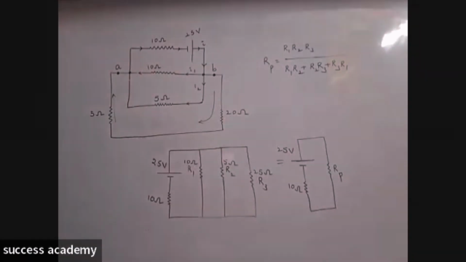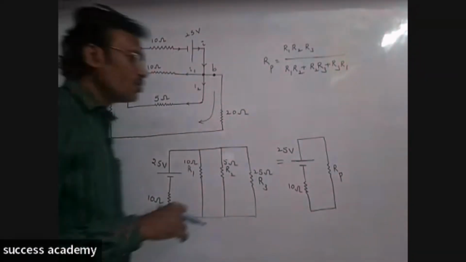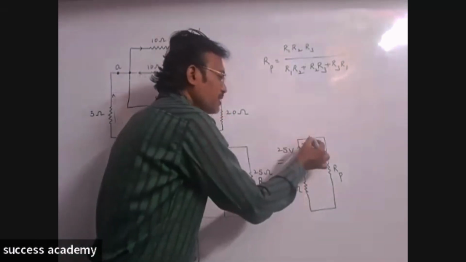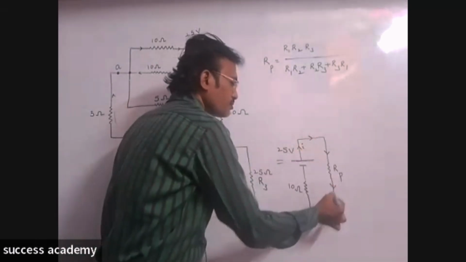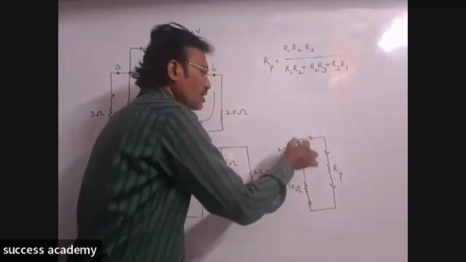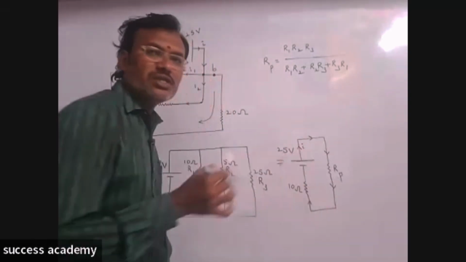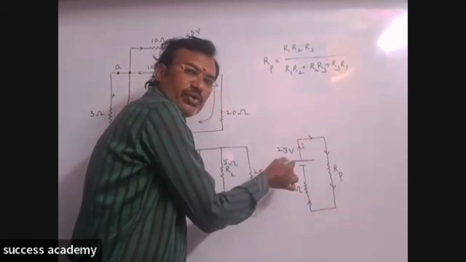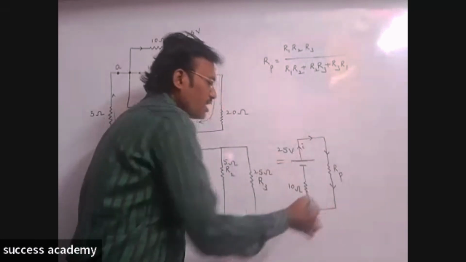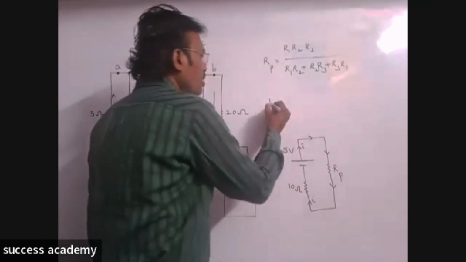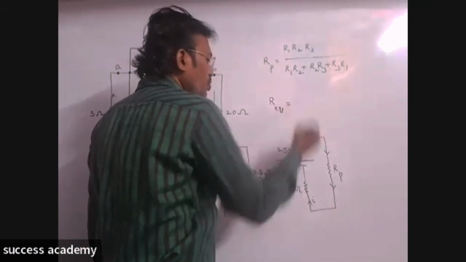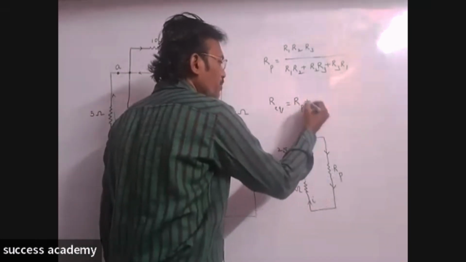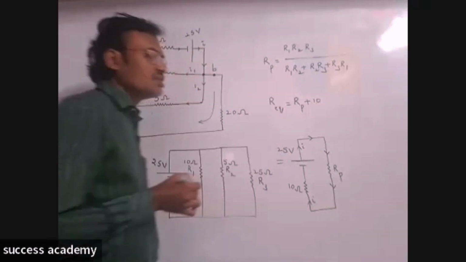Now what is the total resistance in the circuit? See here, the current I is passing like this. It means there is no deviation in the circuit. Started from the positive terminal and ended at the negative terminal. The same current is considered, that is I only. So now the equivalent resistance R equivalent: this Rp and 10 ohm both are in series. So I am taking it as Rp plus 10, that is the equivalent resistance.